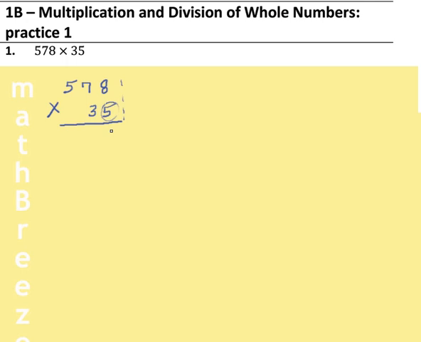8, which is 40. Put down the 0 and carry the 4. 5 times 7 is 35, add the 4, we have 39, put down the 9, carry the 3. 5 times 5 is 25, add 3, and we have 28.